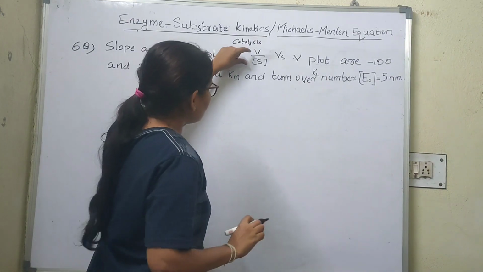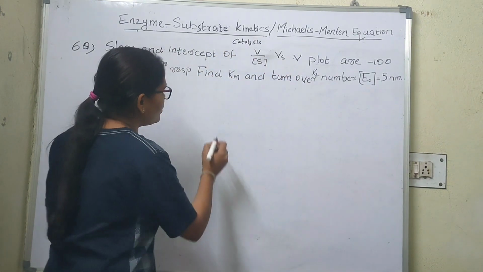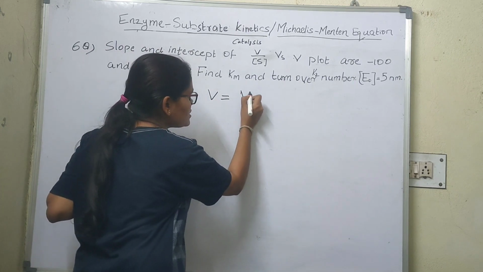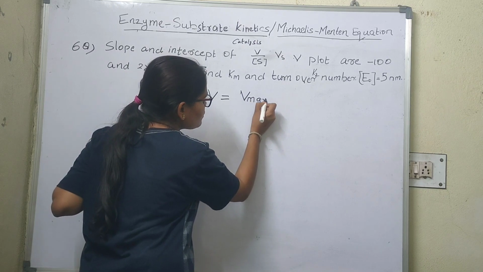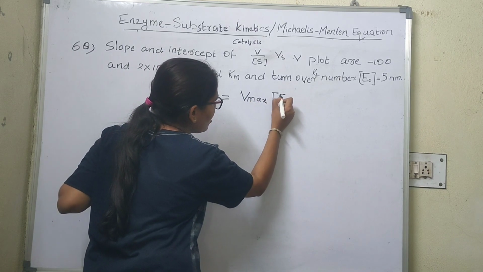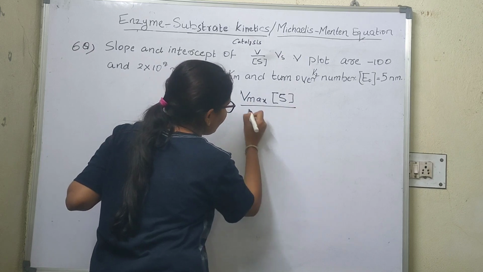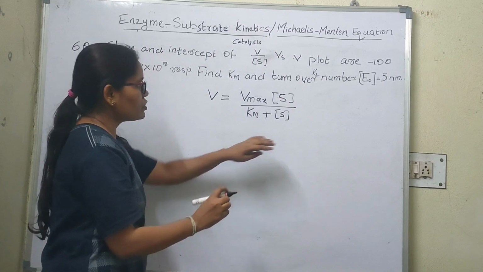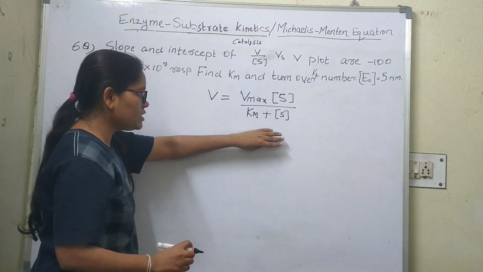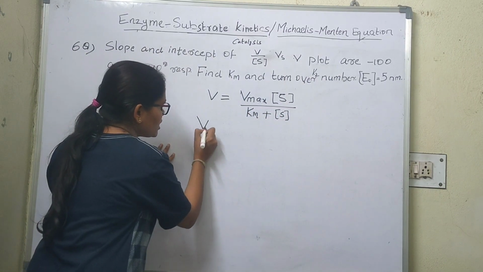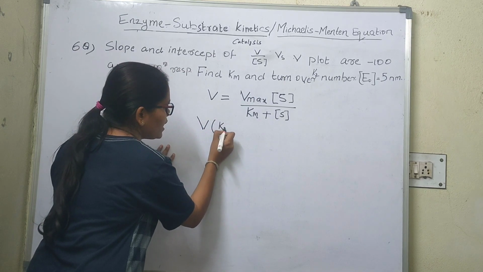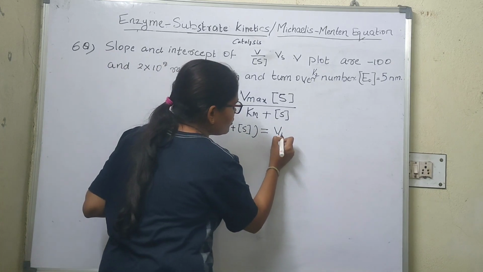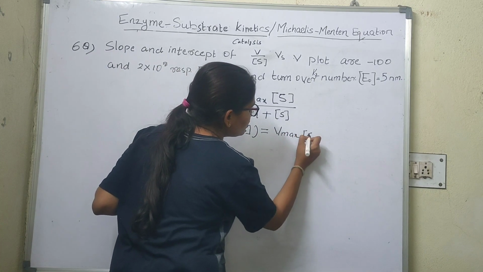So how do we get the graph of V by S versus V? We can get it by rearranging the rate equation. So what is the rate equation for enzyme substrate kinetics? It is V is equal to V max into concentration of substrate by Km plus S. Now I take this denominator to the left hand side. So what does it become? V into Km plus S is equal to V max into S.